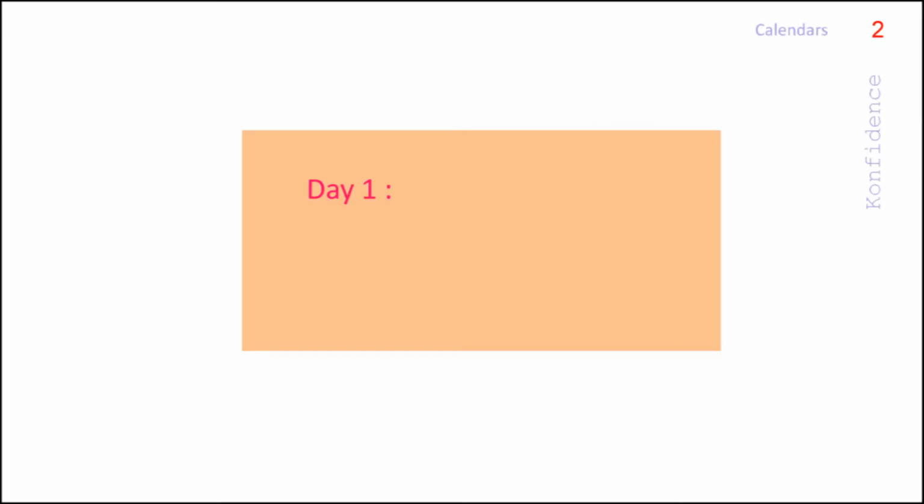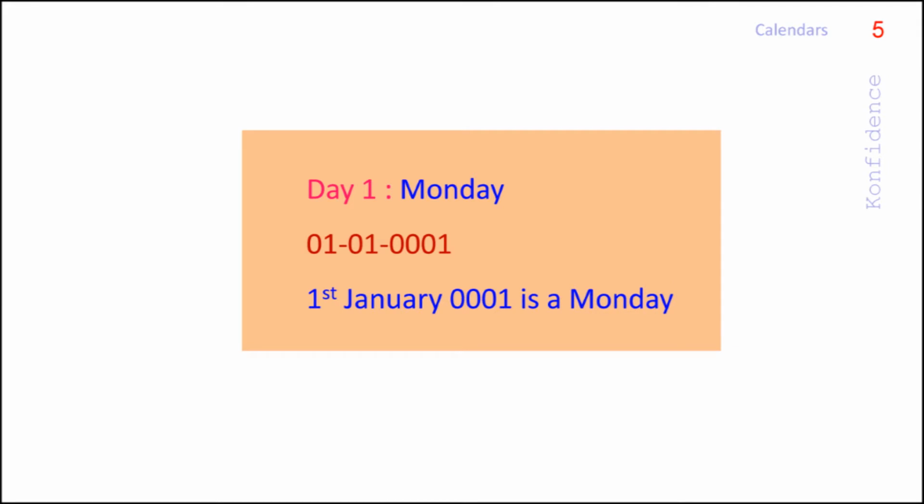We have seen what the fascinations behind a calendar are. So, how did it all start? Supposedly, the first day of the English calendar is a Monday. So, 01-01-0001, that is, the 1st of January of the year 0001, that is, the first day of the calendar is a Monday. This is the most basic thing that one should know. From here on starts the calendar.